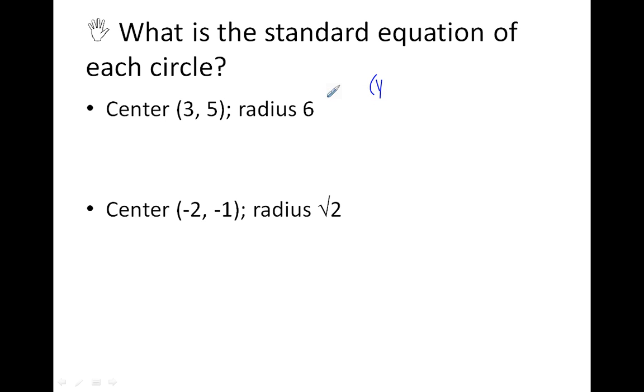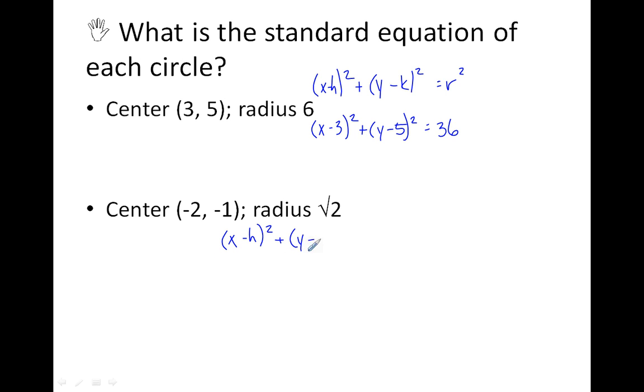So again, we're going to go with our standard equation. All right. So we have x minus 3 squared plus y minus 5 quantity squared equals 6 squared, which is 36. Now for this next one, again, after a while you may get annoyed with writing this standard form, but I suggest that you write it each time because it'll help you remember it and helps you know where to place the information.